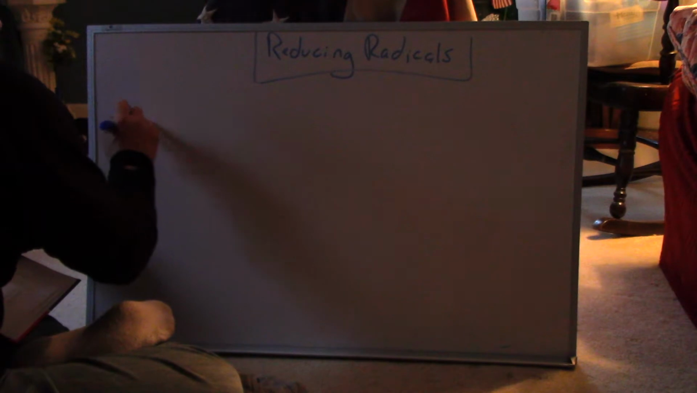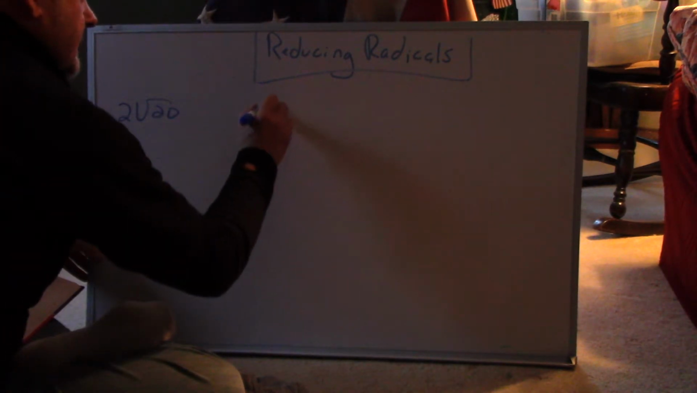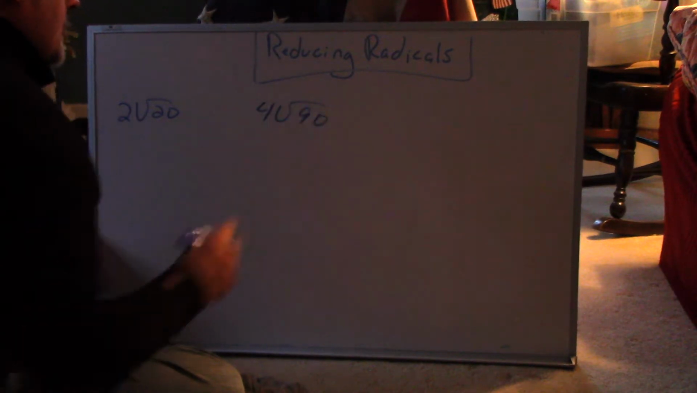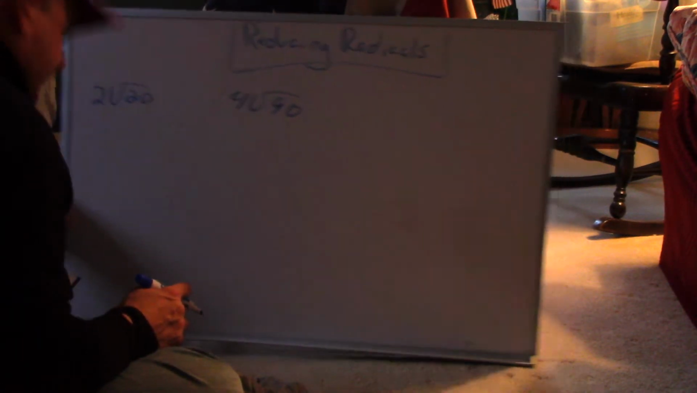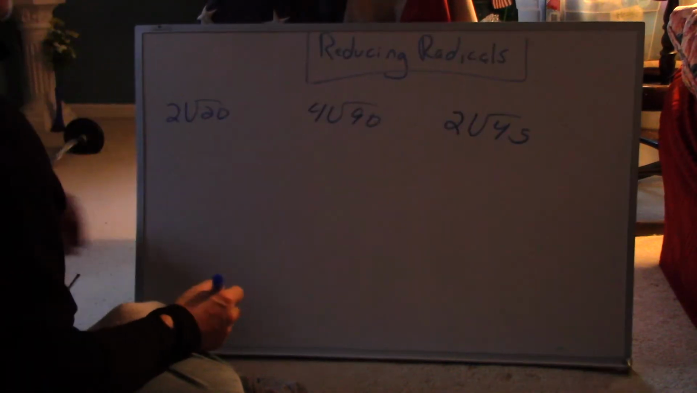Now, let me do some with numbers outside, because I know some of you will encounter that. In fact, what am I saying? All of you will encounter that. 2 radical 45. Okay. So here's another one.